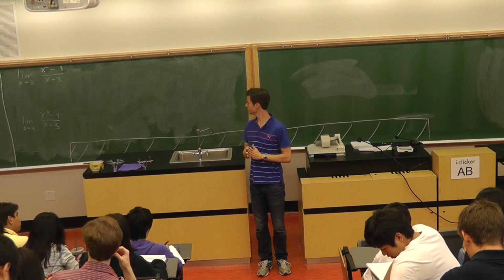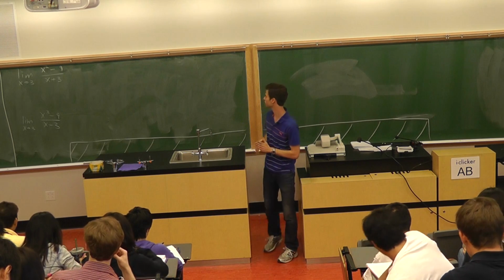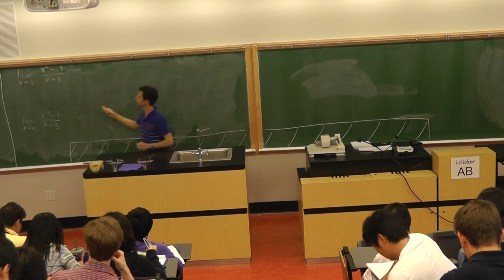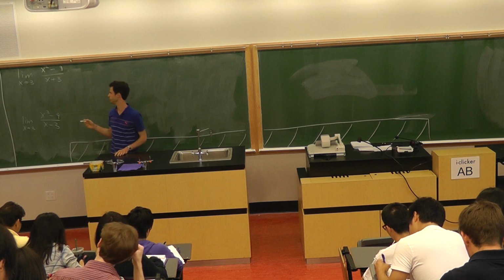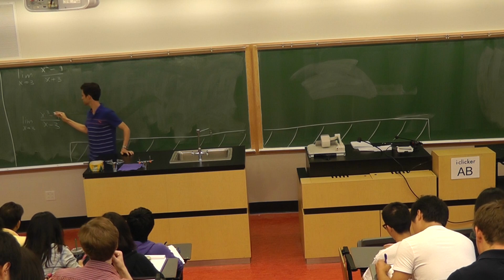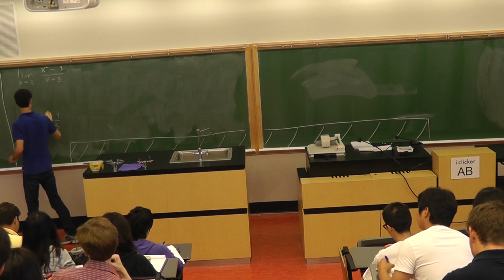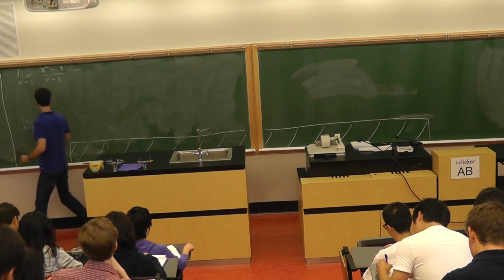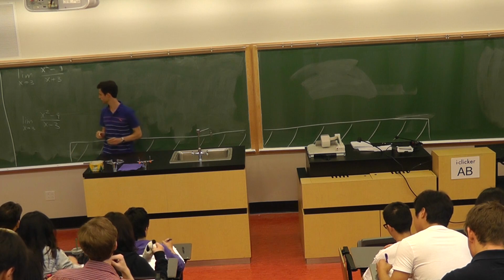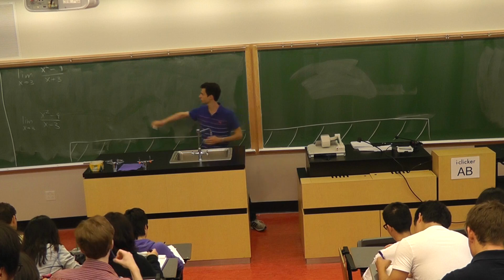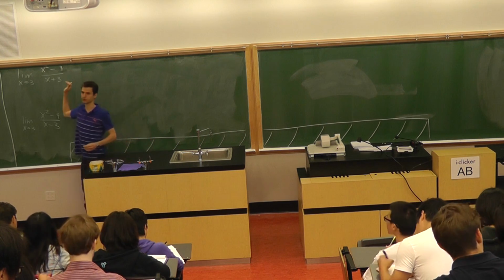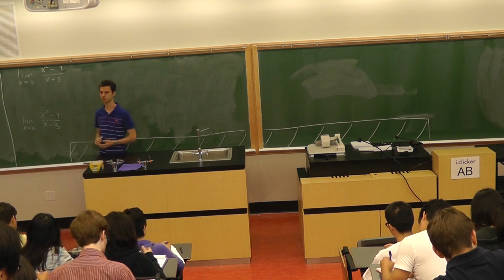Okay, so the questions are the following. The first one asks to find the limit as x tends to 3 of x squared minus 9 divided by x plus 3. The second one is x squared minus 9 divided by x minus 3. Let's start here. So, how do we solve such a question?